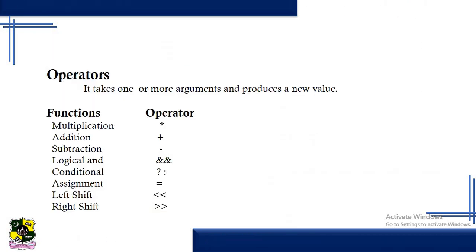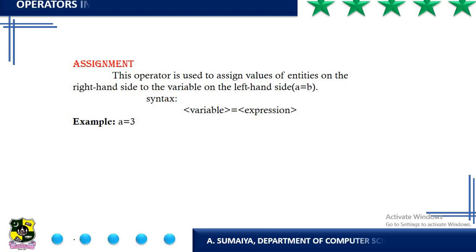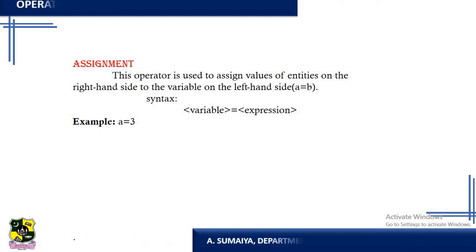First one, assignment operators. This operator is used to assign the value of the entity on the right hand side to the variable on the left hand side. Example, A equal to B. We assign to the left hand side variable the value on the right hand side.